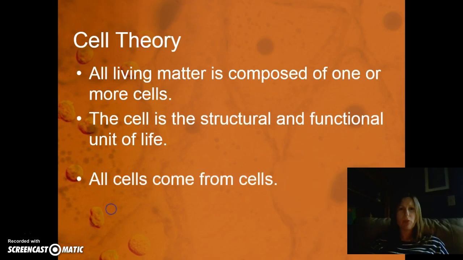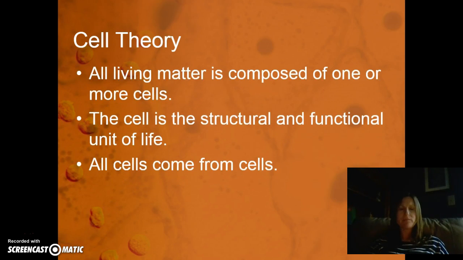There are 3 components to the cell theory. 1, all living matter is composed of 1 or more cells. 2, the cell is the structural and functional unit of all life. And 3, all cells come from pre-existing cells. Again, we'll talk more about this in class.